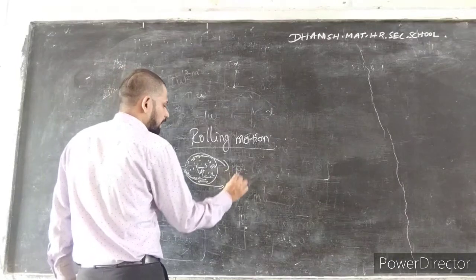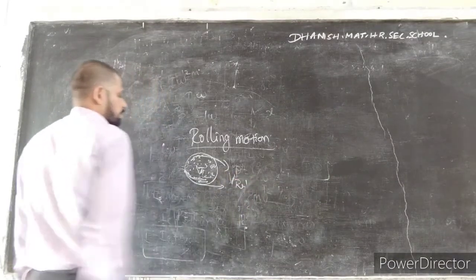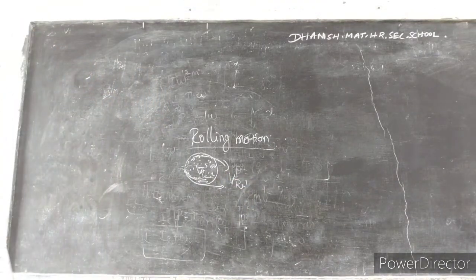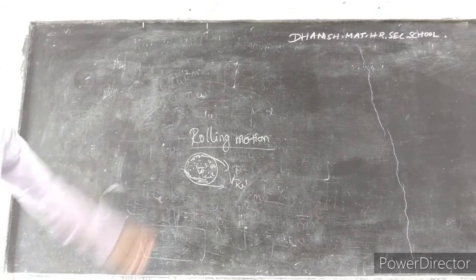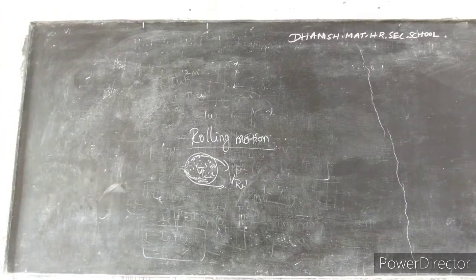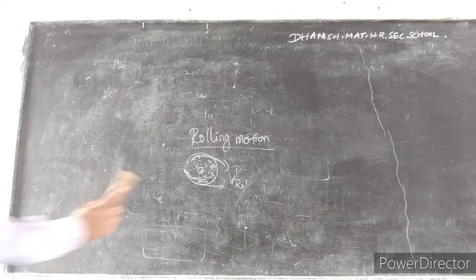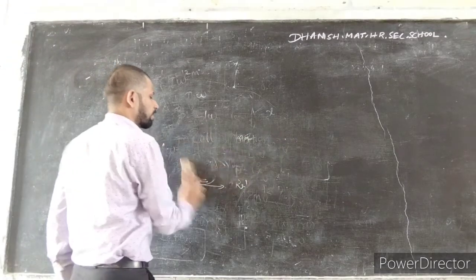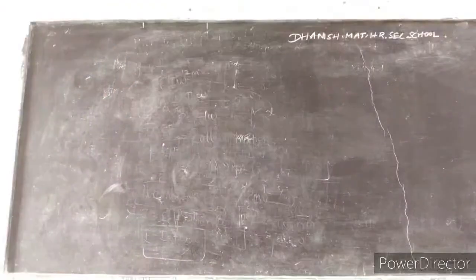Translation motion having that rotation motion. So whenever you are taking the point of contact, we have two things. One is the translation motion, the other one is the rotation motion. Here we will have a combination of translation motion and rotation motion about the center of mass, or momentary rotation motion about the point of contact.